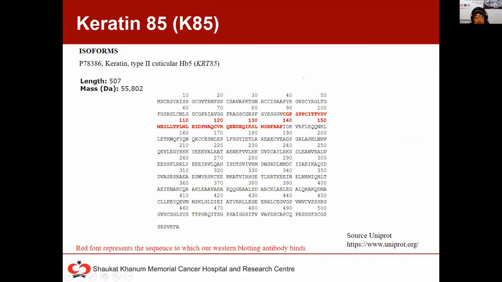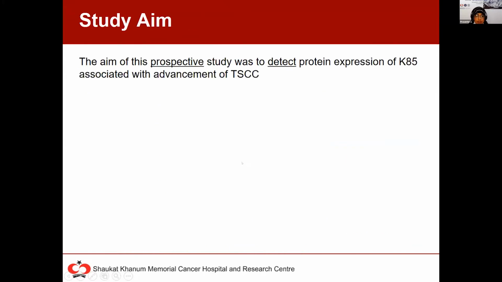There are two types of isoforms of keratin. We studied the one with a molecular weight of 56 kilodaltons. The highlighted sequence represents the amino acids to which our Western blotting antibody binds. The aim of this prospective study was to detect protein expression of K85 associated with advancement of tongue squamous cell carcinoma.